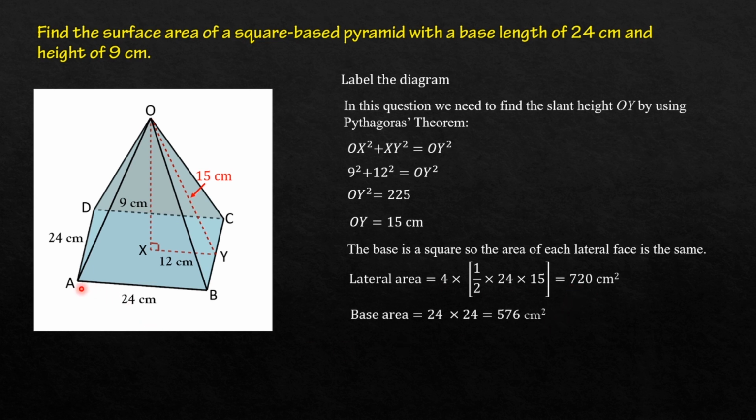The base area is calculated as 24 times 24, so that gives 576 square centimeters. So the total surface area is the sum of the lateral areas, which is 720, plus the base area, which is 576. So the total surface area is 1,296 square centimeters.